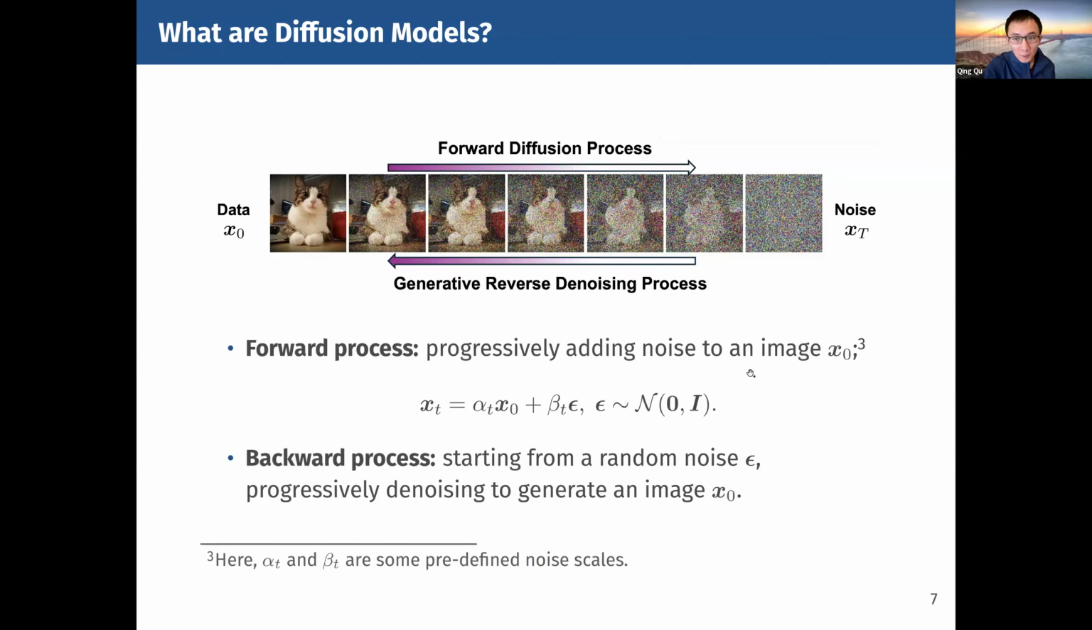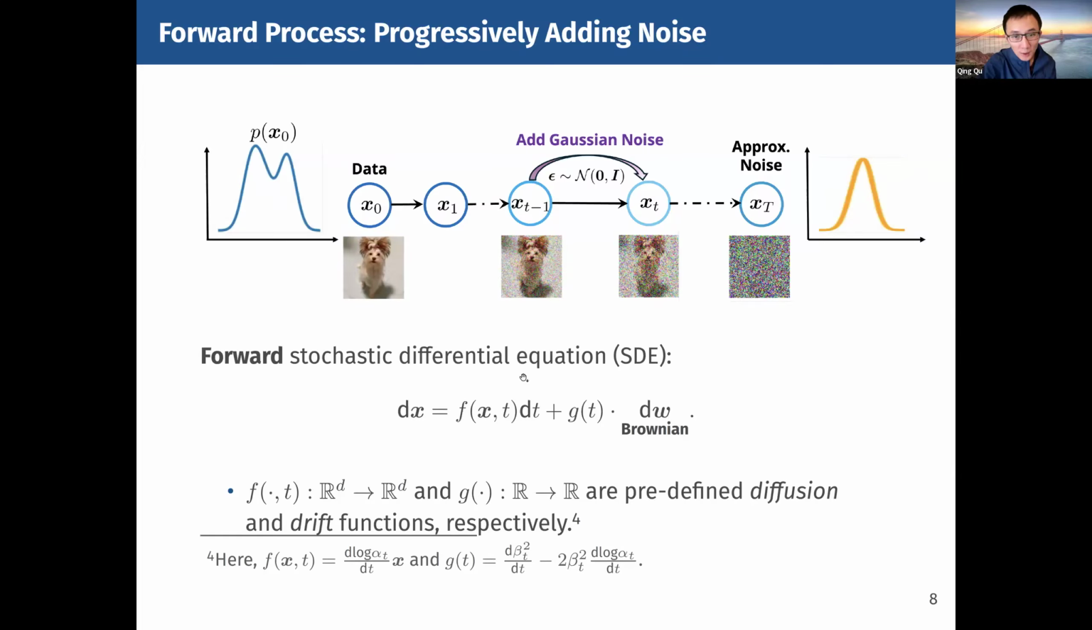Mathematically, this can be captured by something as simple as the following equations, where alpha and beta are predefined noise levels, or noise schedules, and epsilon is a Gaussian random noise. So basically, you're just gradually injecting noise into the image until it is completely corrupted into pure Gaussian noise. And if you make the time intervals very small, this forward process can be described using a stochastic differential equation. Again, here f and g are predefined noise schedules.